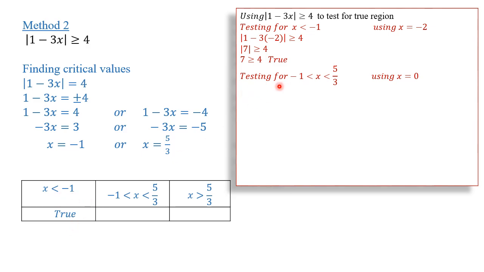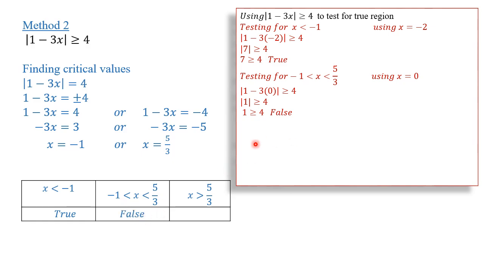Now we are testing the next region, which is minus 1 less than x less than 5 over 3. We need a number between minus 1 and 5 over 3. We can use 0. So we test with 0, and we are going to have 1 greater than or equal to 4. That is a false statement. So we make the region minus 1 less than x less than 5 over 3 false.